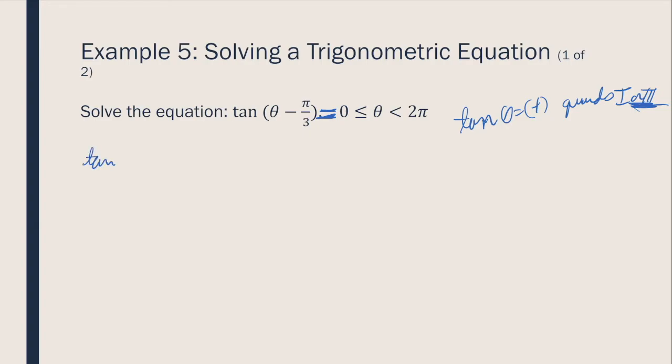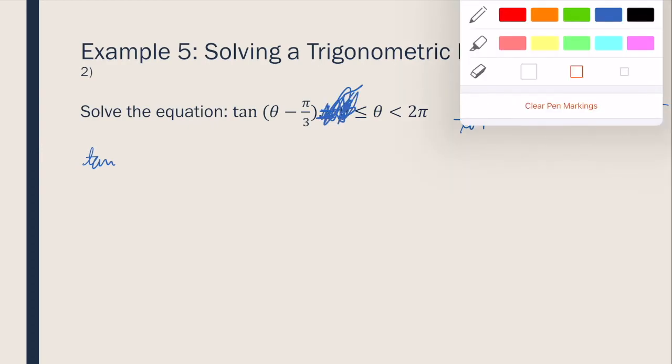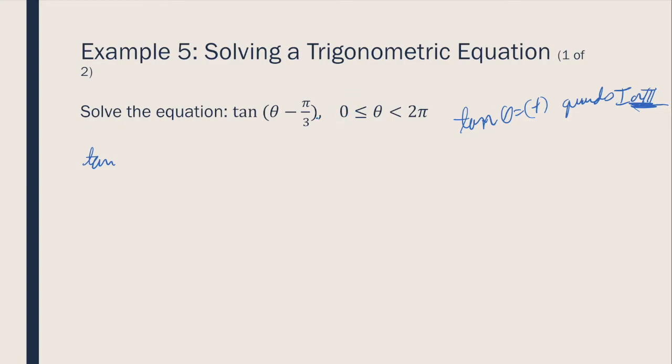Now I know that tan, I want to know what theta gives me the square root of 3. That's supposed to be this problem. I'm so sorry, guys. This is tan of theta minus pi over 3 equals the square root of 3. Okay, so now I want to know for what theta does tan of theta equal the square root of 3. And that's going to be at theta is 4 pi over 3 or pi over 3.